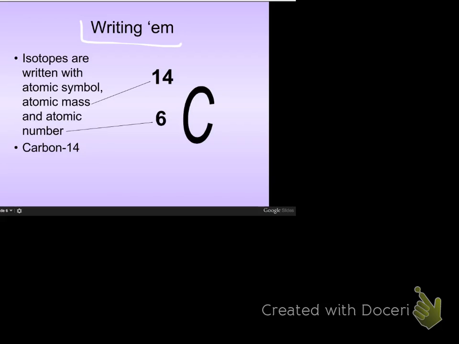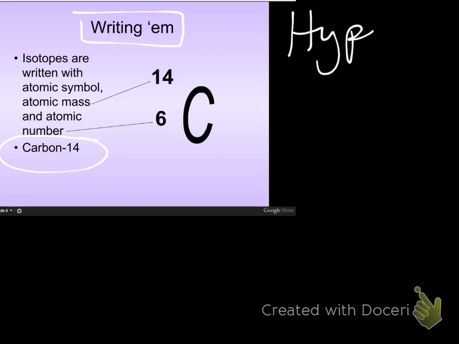Okay, when we write the name of an isotope, we have 3 ways to write it. And I guess I should back this up. The most basic is to write out the full name of the isotope plus its mass. So that's called hyphen notation.